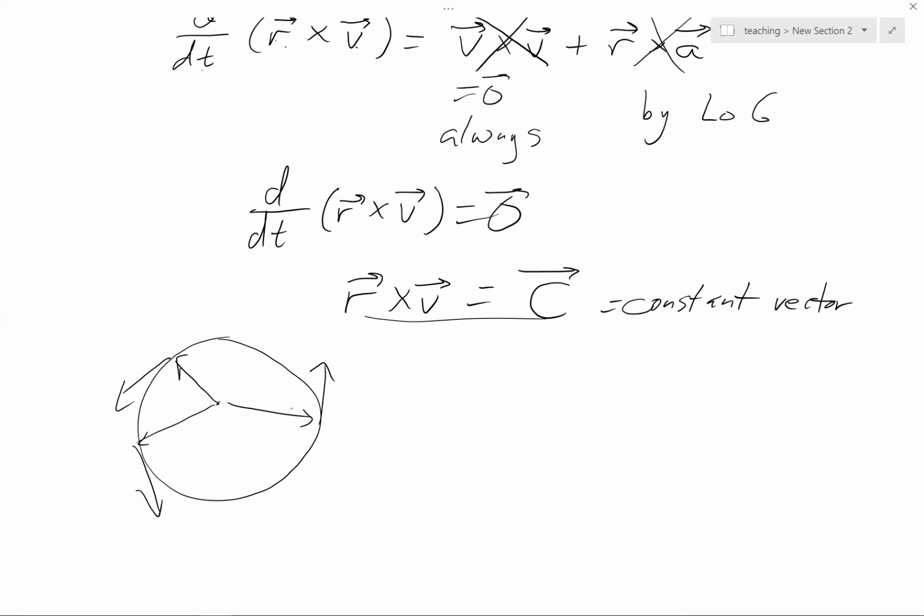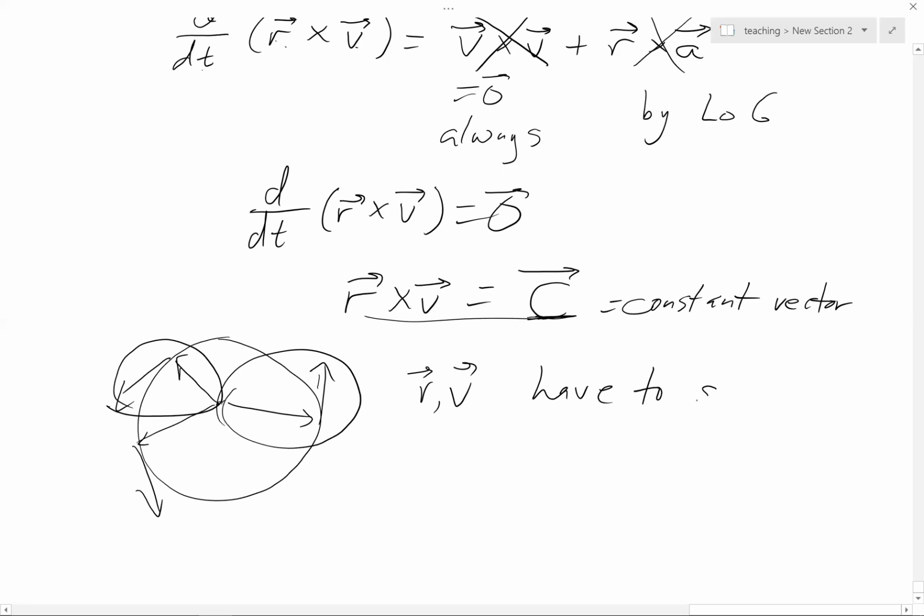So if I take, say, these two R and V versus these two R and V, when I cross product them, I get a guy sticking straight out. When I cross product these two, I get a guy sticking straight out. I mean, the only way that this direction of C isn't moving is if my R and V have to stay in the plane. That way, C is always sticking straight out of the board.